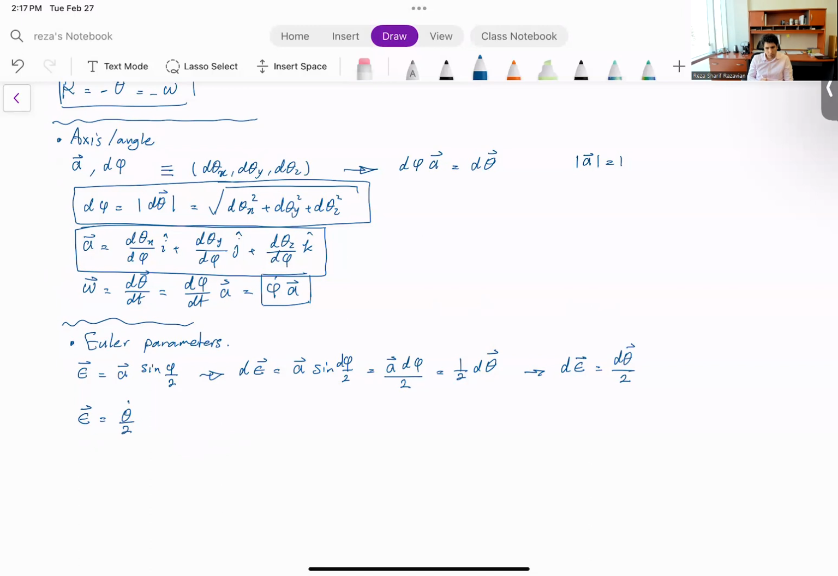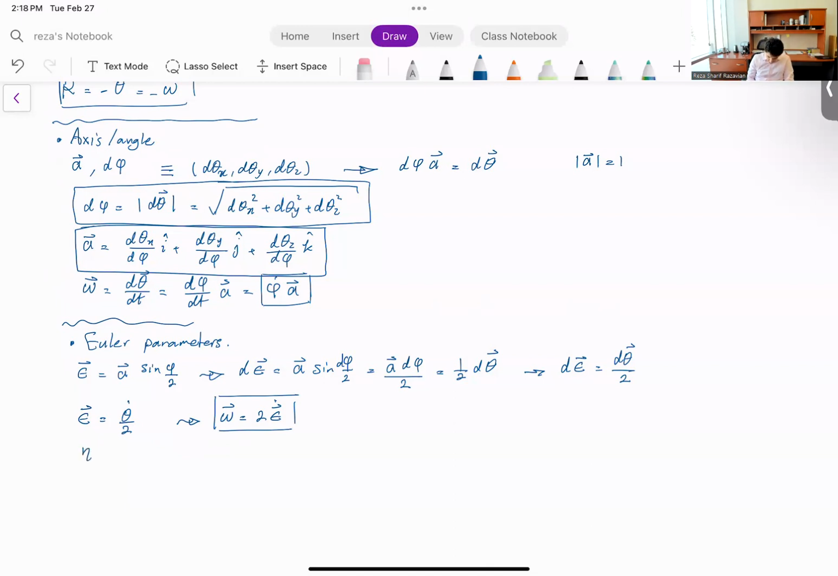Yeah, okay, that's good enough. And theta dot is omega, so omega is 2 E dot, or epsilon dot. So if you know how much you're rotating right now, the instantaneous value of your Euler parameters, at least epsilon x, epsilon y, and epsilon z, is just half of your angular velocity.